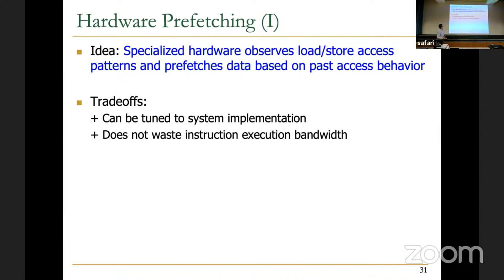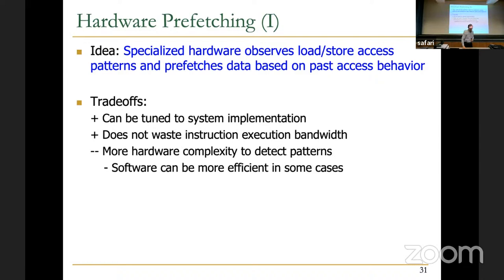That's nice, right? And the second big thing is it doesn't waste instruction execution bandwidth. You don't need prefetch instructions for this, right? It automatically generates prefetches by looking at what's going on. At least some forms of hardware prefetching, most forms of hardware prefetching, don't touch the execution resources at all. But of course, now you need complexity to detect access patterns, right? And software can be more efficient in some cases. If your array is nicely predictable, software is actually much more efficient. Now, you don't need hardware for that. That's why in some access patterns, hardware-software cooperation may be a good idea.